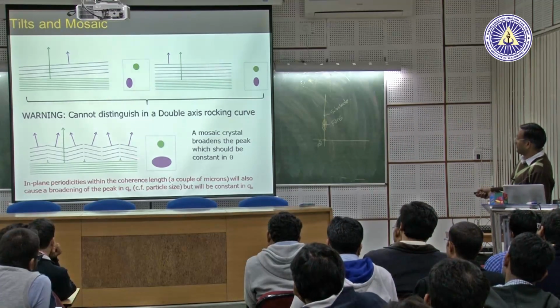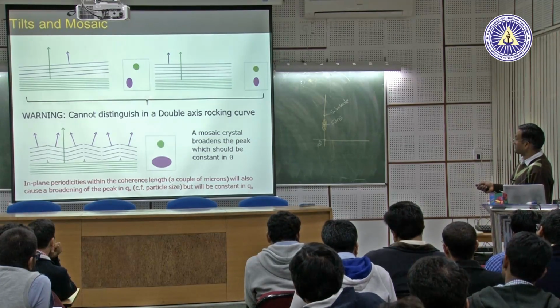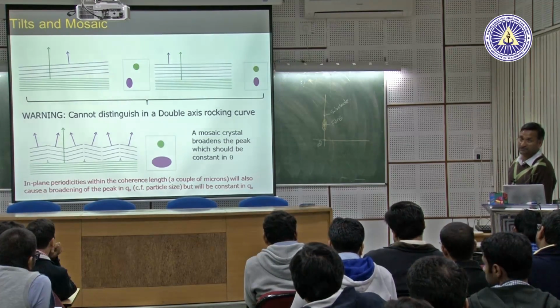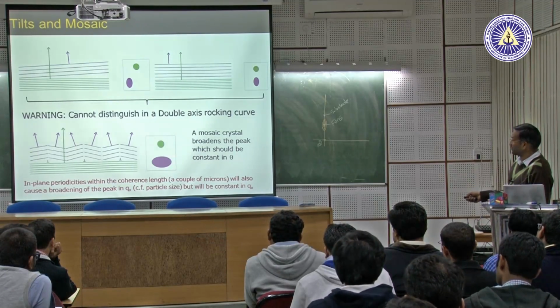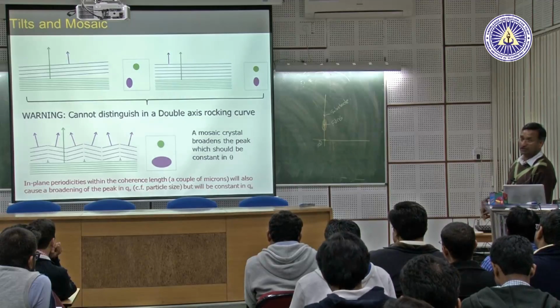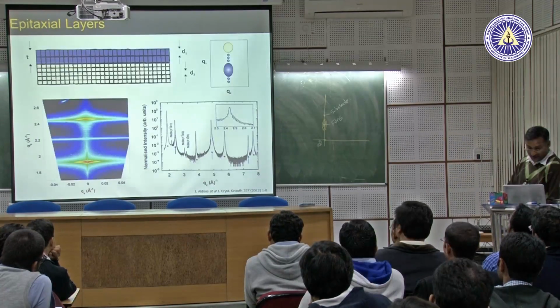So, effectively what you are going to examine in these reciprocal space maps is the profile of these spots, whether they elongate or whether they spread in the x axis or whether both. So, that is what we are going to examine.